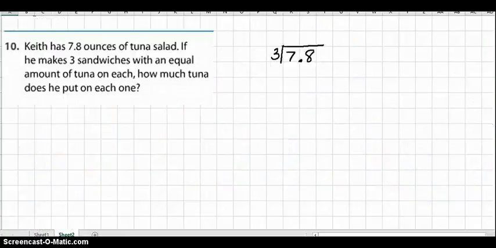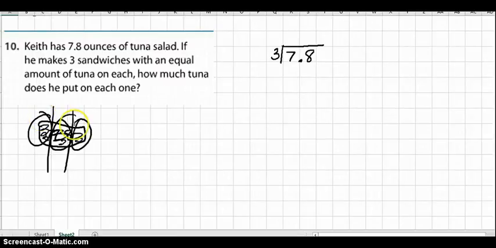It says Keith has 7 8/10 ounces of tuna salad, and if he makes 3 sandwiches with equal amounts of tuna on each, how much tuna does he put on each? So let's kind of draw a little picture of this. We've got a bowl of tuna, and inside that tuna is 7 8/10. I want to make 3 equal sandwiches. I'm going to take it and split it 3 equal ways so that I know how much I'm going to put in each one. That means I'm going to be taking the 7 8/10 and putting it into 1, 2, 3 groups.